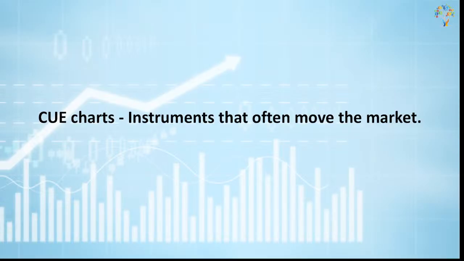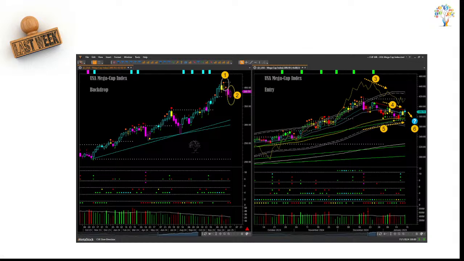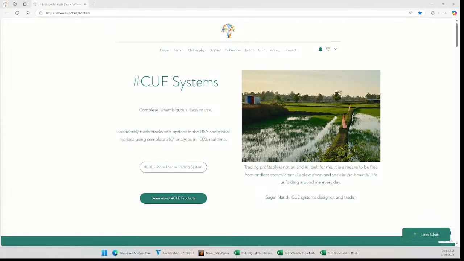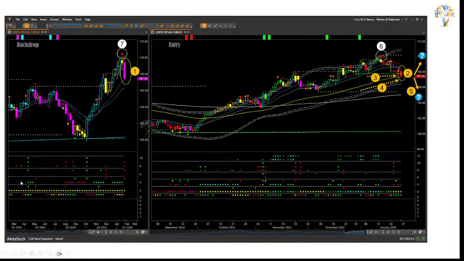Instruments that often move the market. Sorry, did I mix up the slides again? Wait a minute, please. What happened to my dollar index? Back to the instruments that influence the market. Dollar index.